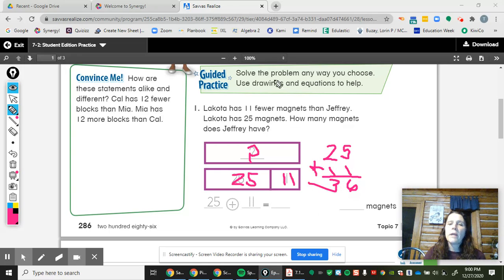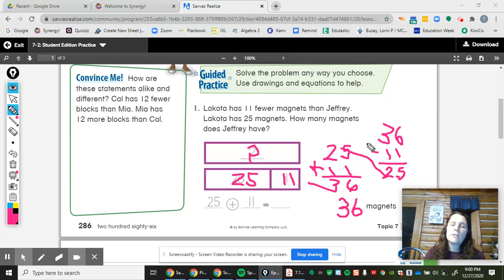So how many magnets does Jeffrey have? He has 36 magnets. Now we could always check that. We could check it and we could say, okay, is 36 take away 11? Let's do the opposite and just check it. Make sure we're correct. 6 take away 1 is 5. 3 take away 1 is 2. And yep, look at this, it is the same as this. So I know that I was correct when I added.